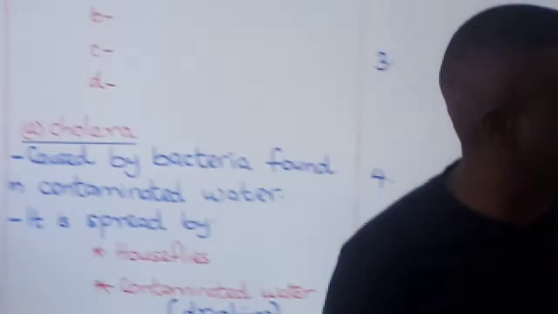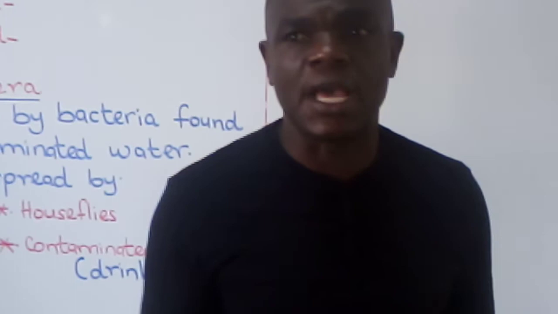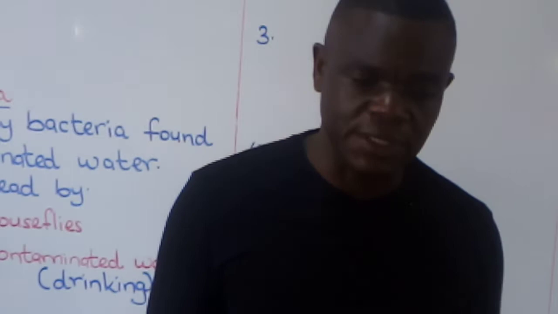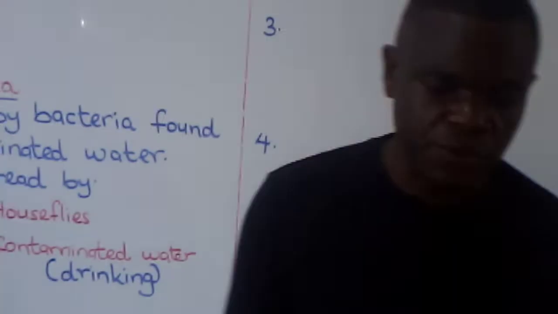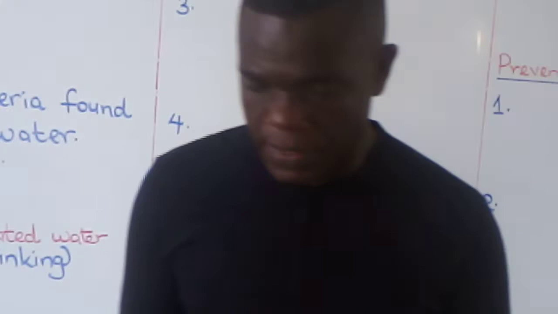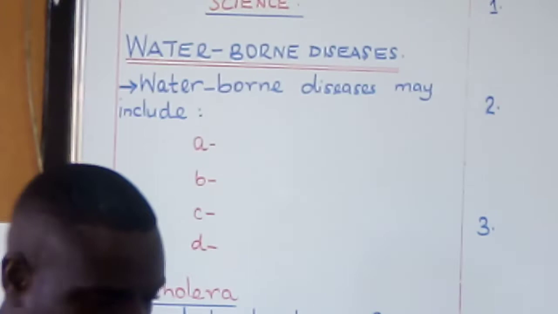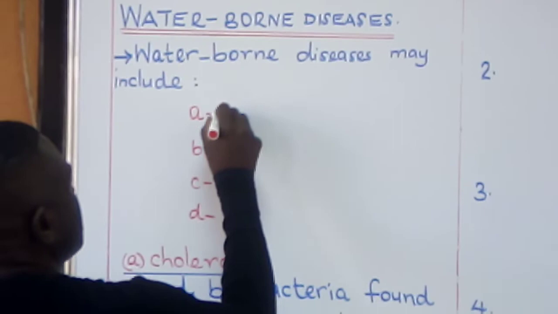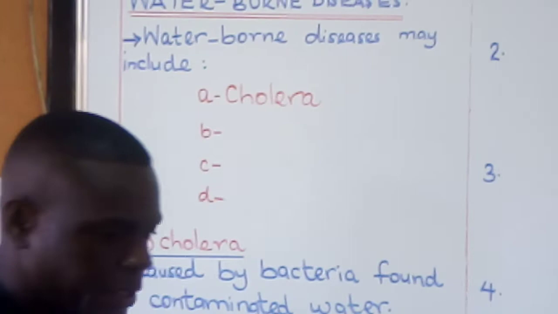These are diseases that are spread using contaminated water. They include cholera, which is one of them. Cholera is a waterborne disease. Cholera is written that way.